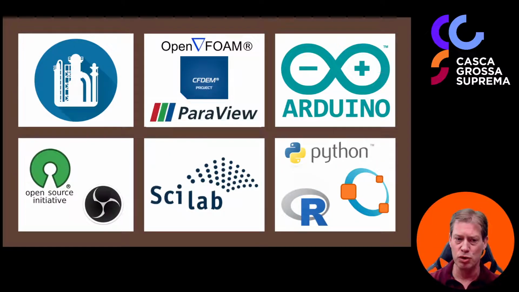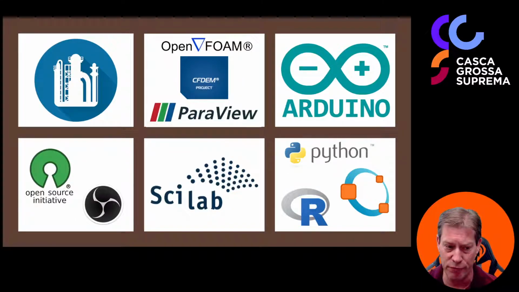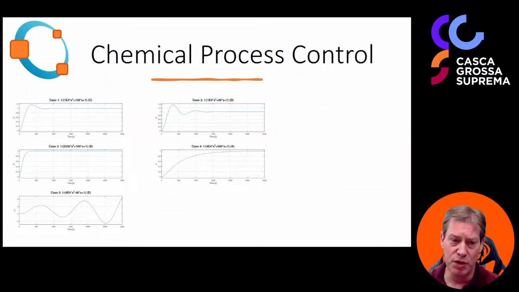So these are some of the open source tools that I use in my chemical engineering course, like DWSIM, OpenFOAM, also Arduino, OBS, Scilab, Python, R, and Octave. So let's start to share with you some of the cases that we work on here. For the first one, I would like to present you an example.